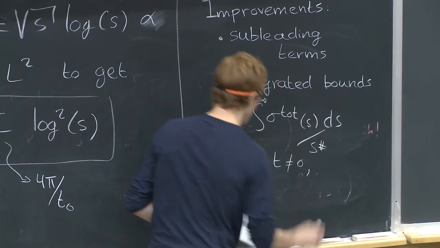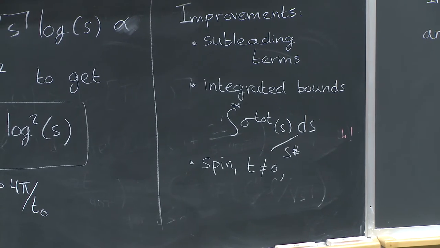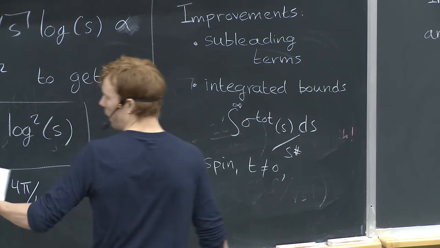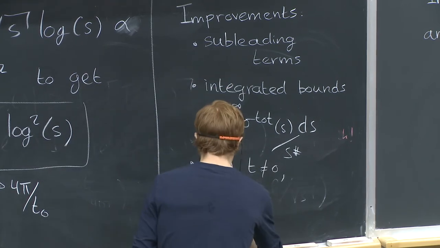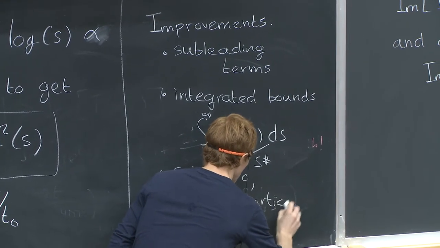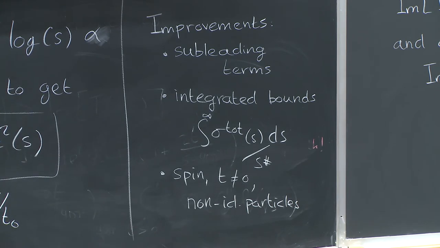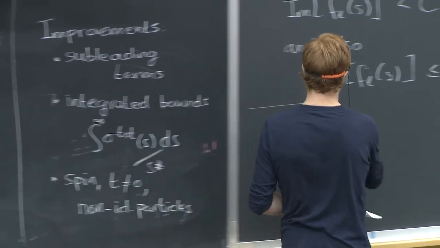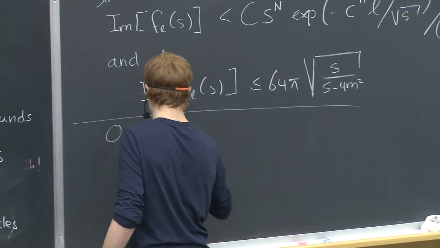They've looked at non-zero t, t negative, where you just get a bound not on the total cross-section, but on the imaginary part of the scattering amplitude, and non-identical particles. Right? We are always looking at 2-to-2 identical particles, but you can take AB going to anything. And for those, you can also get similar looking bounds. Those are the improvements. Let me also mention two open questions.